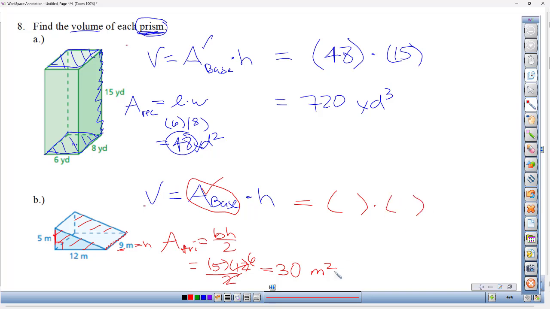We can multiply that by the height or distance between those two bases, and we will have our volume. So 30 goes here. And how far apart are these matching bases? The height is 9, and that all comes out to be 270 meters squared. And those are our two answers.